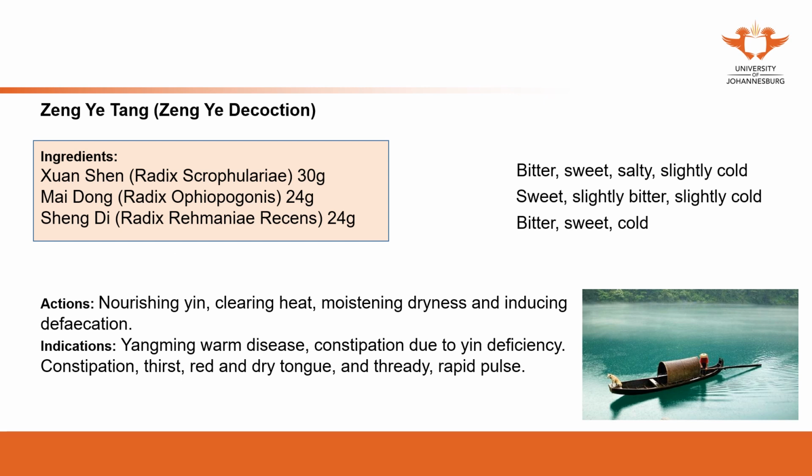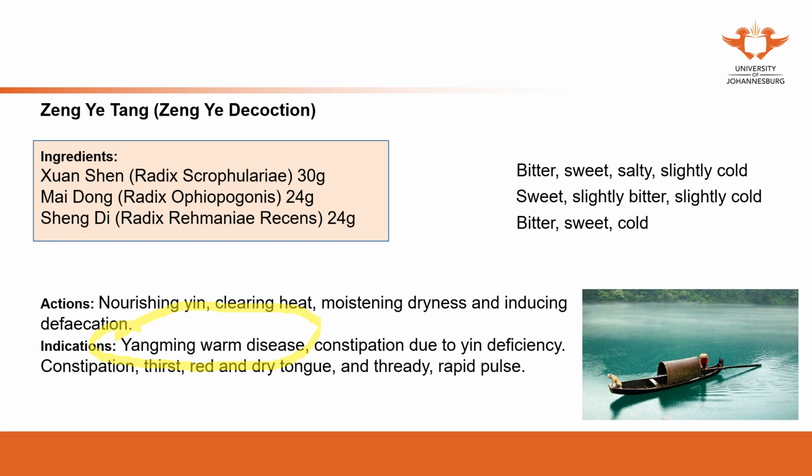增液汤 is in another category. This formula is mainly for yin deficiency, especially with constipation. So it says it is for Yang Ming disease. What is Yang Ming disease? It is also a Yang syndrome due to heat. The patient doesn't have enough body fluid, which results in constipation, thirst, a red, dry tongue, or symptoms that indicate a lack of body fluid in the body.